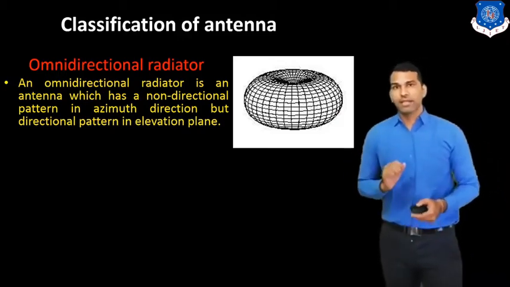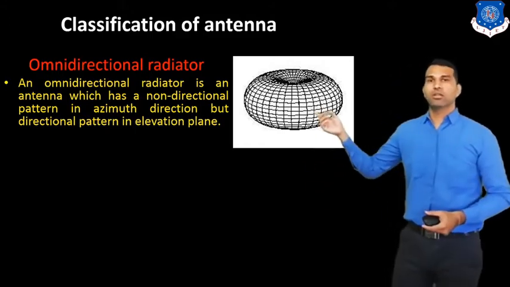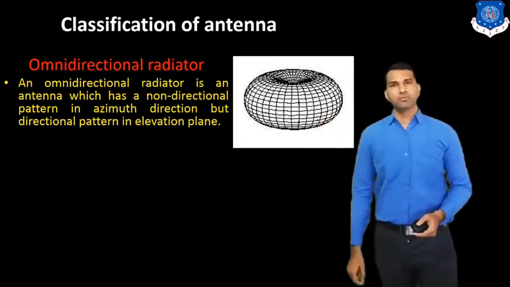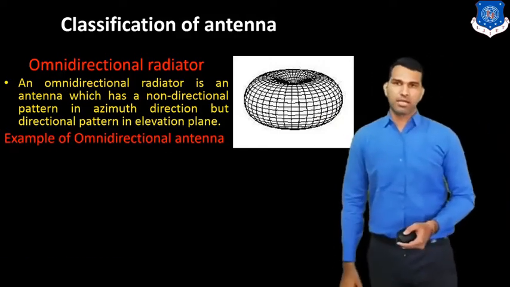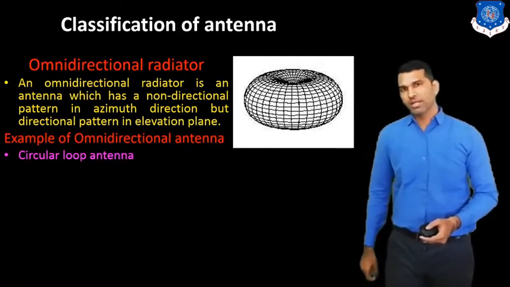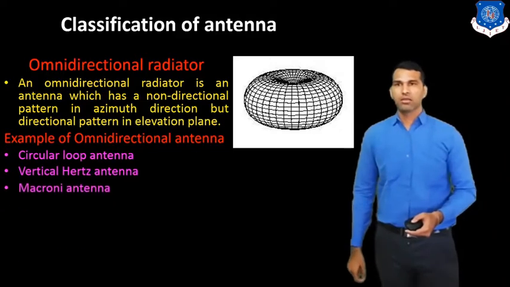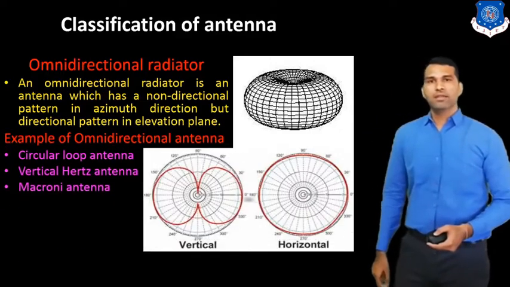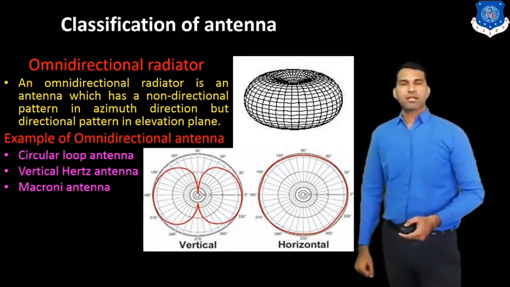An isotropic antenna radiates equally in all directions. You can see this one does not radiate equally in all directions. Now, examples of the omnidirectional antenna: the first example is the circular loop antenna, the second is the vertical Hertz antenna, and the Marconi antenna. And this is the radiation pattern of the omnidirectional antenna.